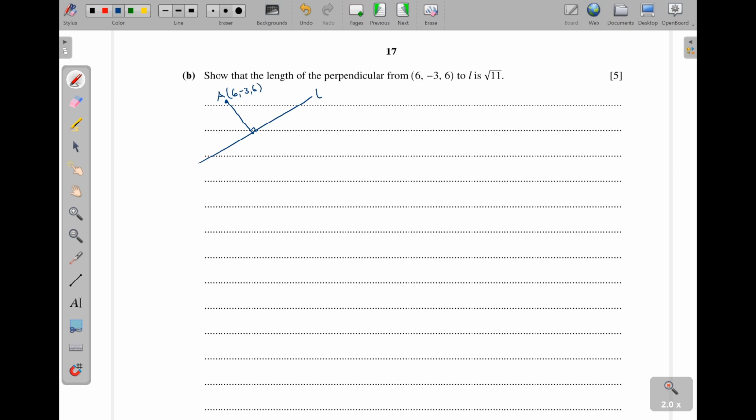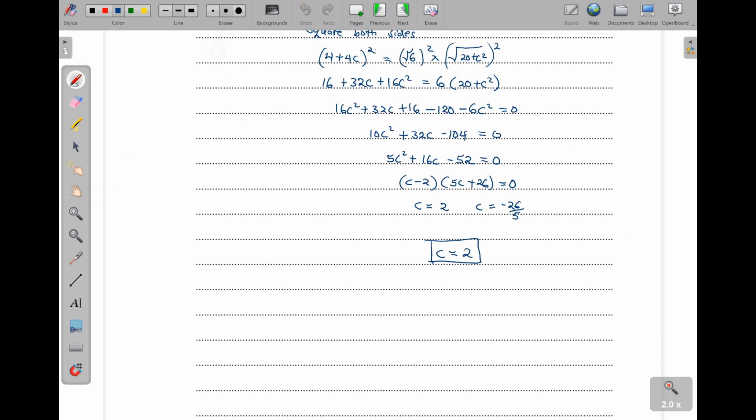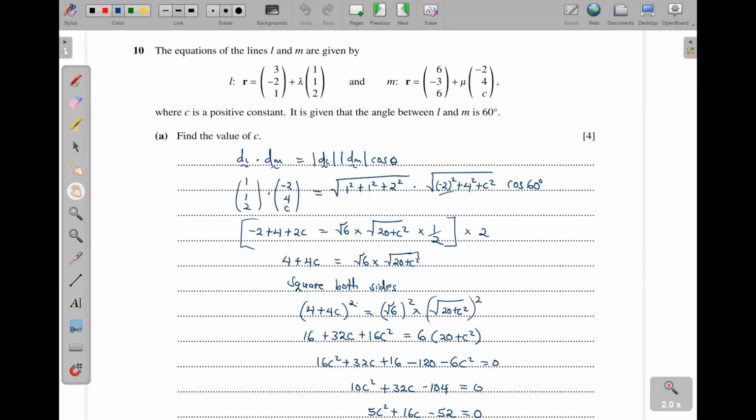Okay, so there is a point here on this line that meets with this A at 90 degrees. Let me make that point be P. But since this P lies on the line L, then it must satisfy the equation of the line L. So when I come back here, the equation of the line L is here. We use the parametric equation (3 + lambda, -2 + lambda, 1 + 2 lambda). That is what we are going to have there.